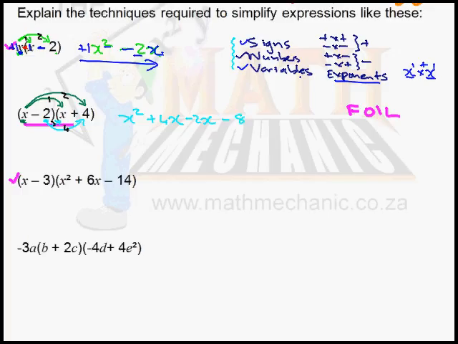No variables there. But then you'll also notice that these middle two terms can be added together because they are similar. They look exactly the same in terms of their variables. You can say it's 4 apples minus 2 apples. So the final answer there will then be x squared plus 2x minus 8. We've just added those two terms together.